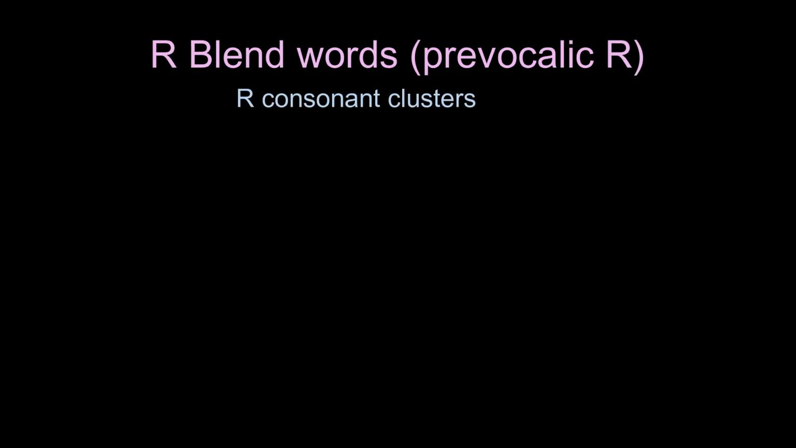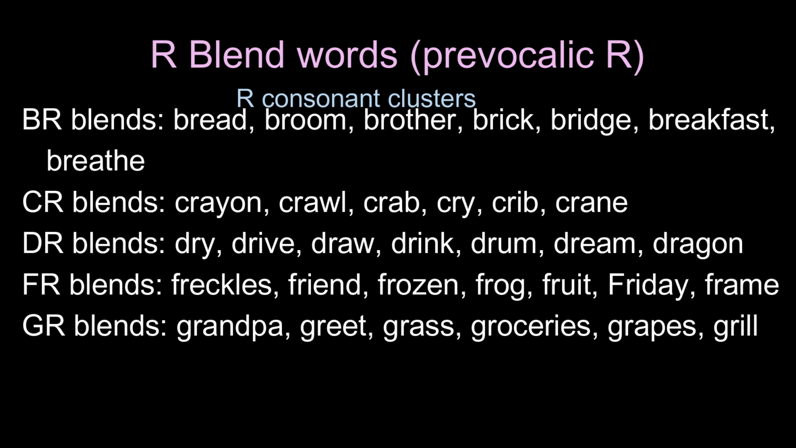R blend words. These words are R consonant clusters. Naturally, r is sounded as a prevocalic r. BR blends. Bread, broom, brother, brick, bridge, breakfast, breathe. KR blends. Crayon, crawl, crab, cry, crib, crane.